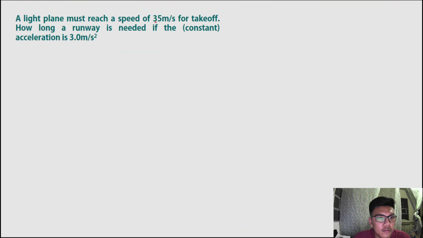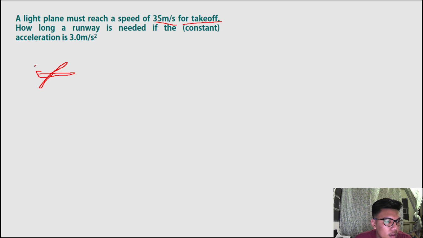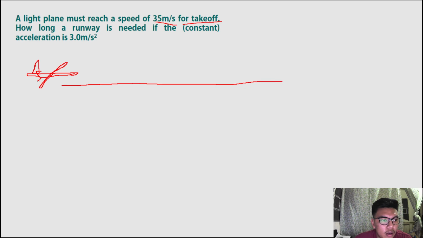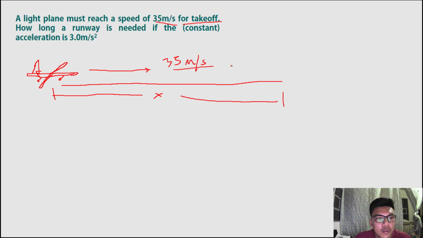Okay, a light plane must reach a speed of 35 meter per second for takeoff. So how long a runway is needed if the constant acceleration is 3 meters per second squared? So halimbawa, meron kang light plane dito. Ito yung runway mo, diba? So, may gulong yan. So, ngayon, bago mag-take off, kailangan maka-build up ng velocity or speed yung ating plane ng 35 meters per second bago siya mag-take off. Ngayon, gaano kahabang runway ang kailangan para makuha niya yung 35 meters per second, knowing na yung ating acceleration is 3 meters per second squared.